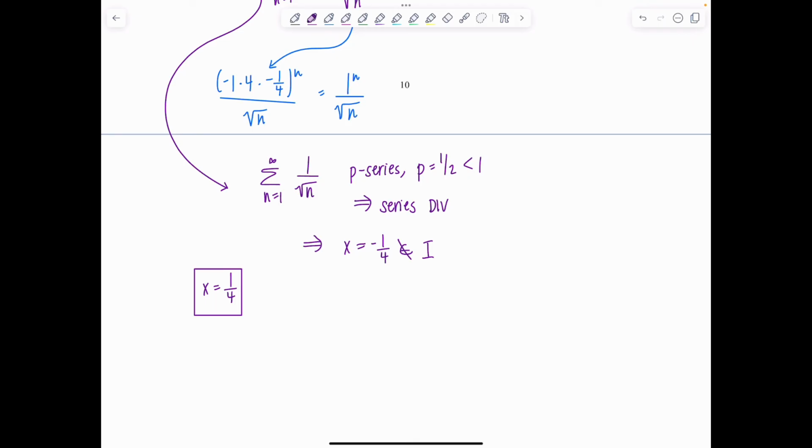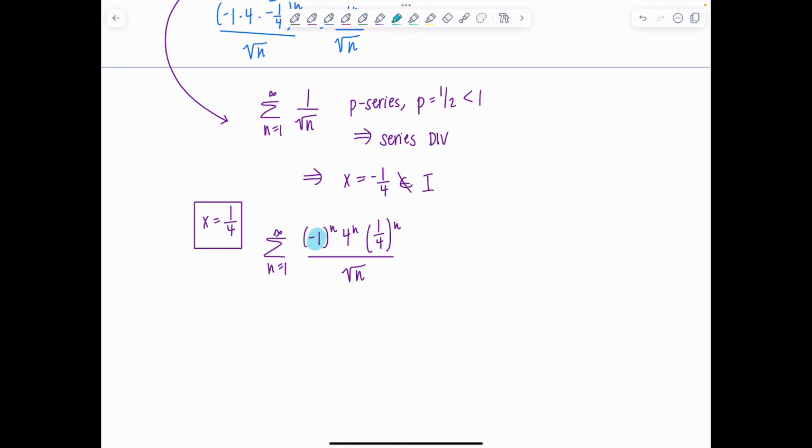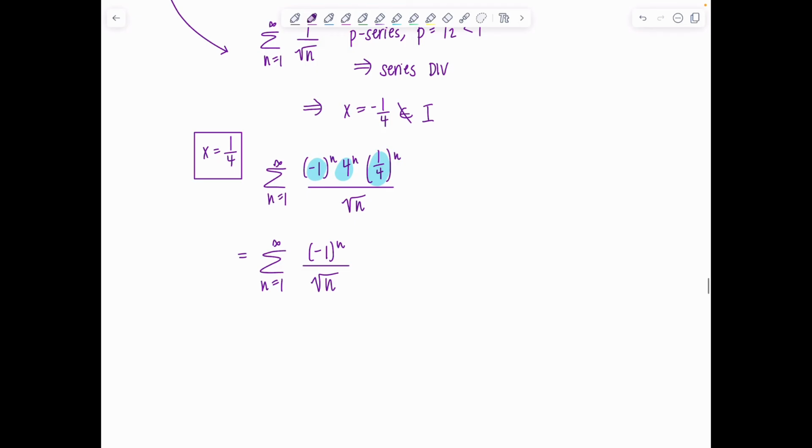So if I substitute in 1/4 for x into the original, I'd have (-1)^n 4^n (1/4)^n over rad n. How does this clean up? -1 times 4 times 1/4, that's -1, right? So this is the sum n equals 1 to infinity of (-1)^n over rad n. So this time I have to keep that term in the numerator. It's an alternating series, so let's use the alternating series test. How appropriate. Bn is just 1 over rad n.